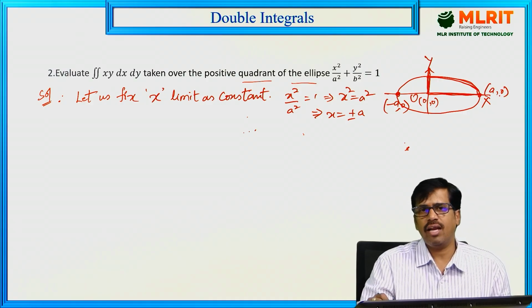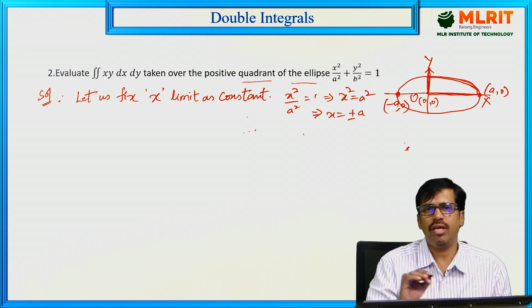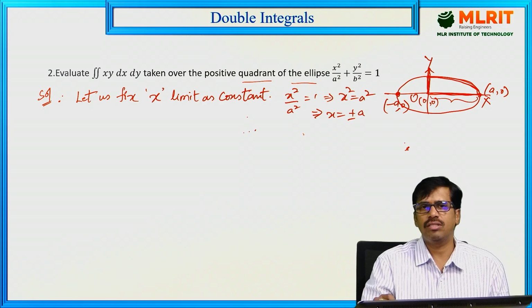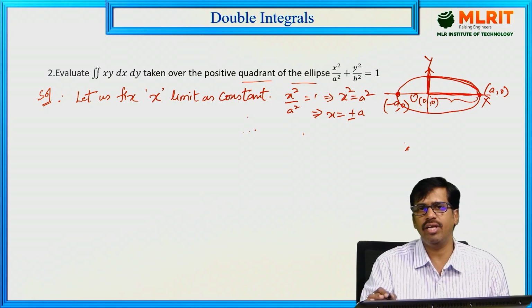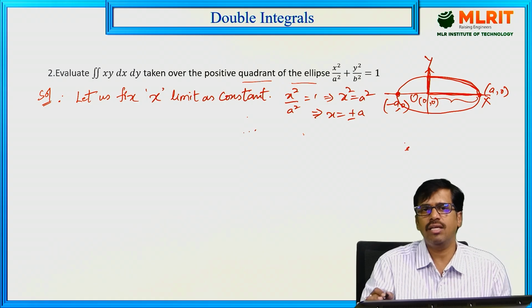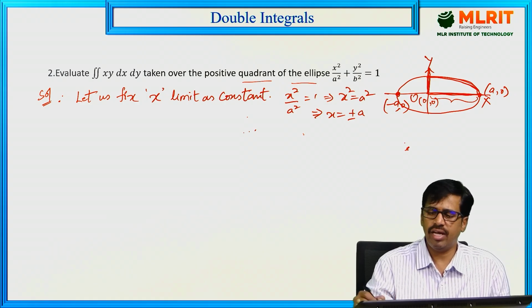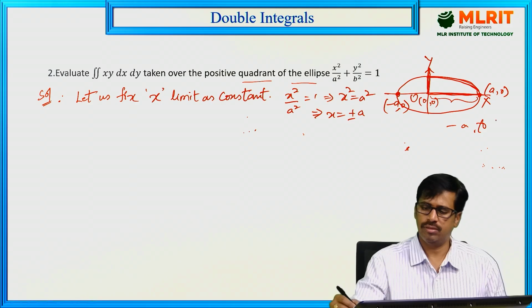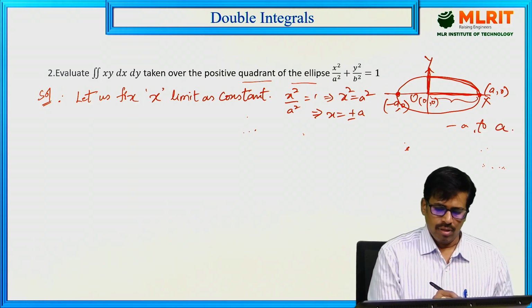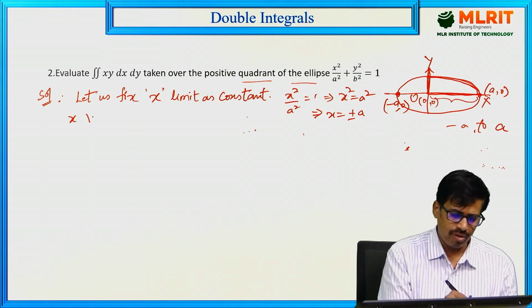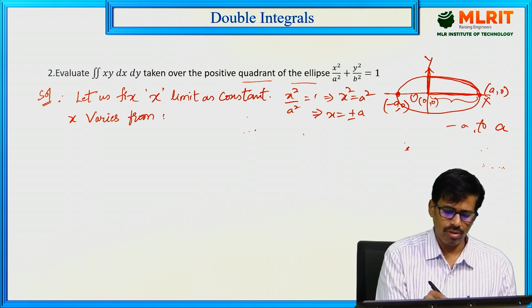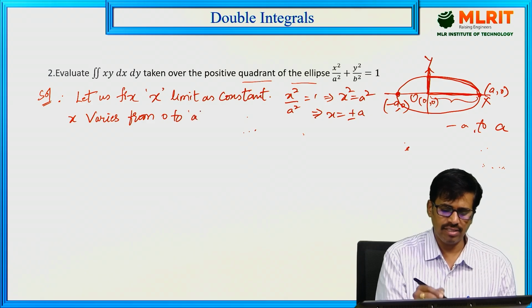We are not taking the complete ellipse region, only the first quadrant. So the first quadrant is x varying from 0 to a. Otherwise, if we consider the region to be the total ellipse, then we can take minus a to a. So here x varies from 0 to a. So we are fixing the x limit as constant.